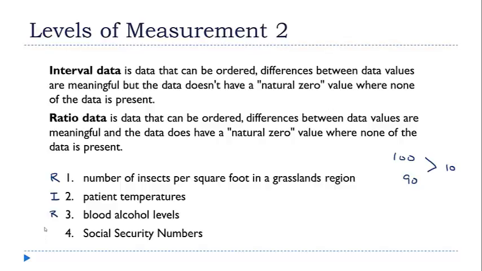Now, I put Social Security numbers on here again so we could look at those values related to our two new criteria. So you can sort Social Security numbers, but because the order doesn't tell you anything about the people who have the numbers, we can't talk about a minimum Social Security number. So the data doesn't have a natural 0 value. And also, if you subtract two Social Security numbers, you don't get any useful information about the people who have the numbers. So this data wouldn't qualify as either ratio or interval data.